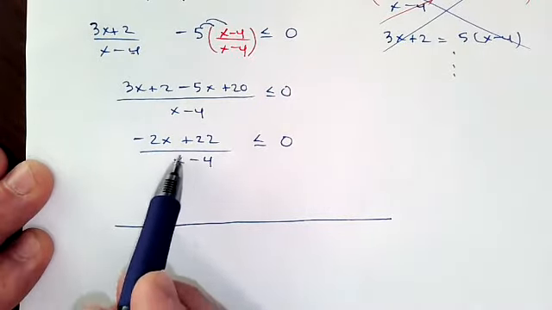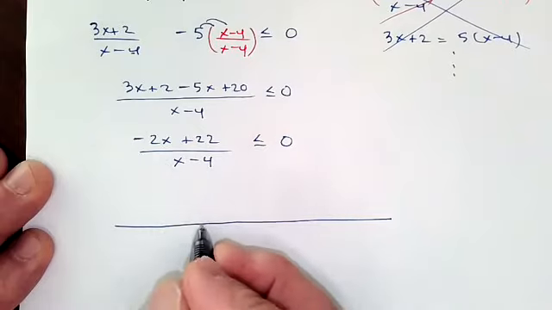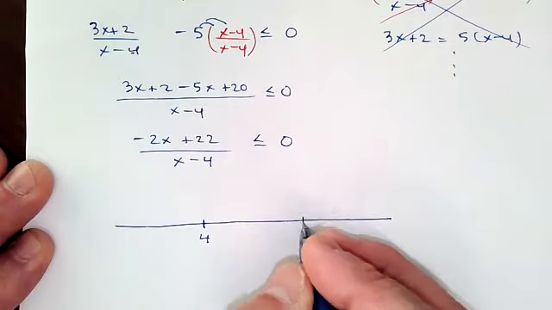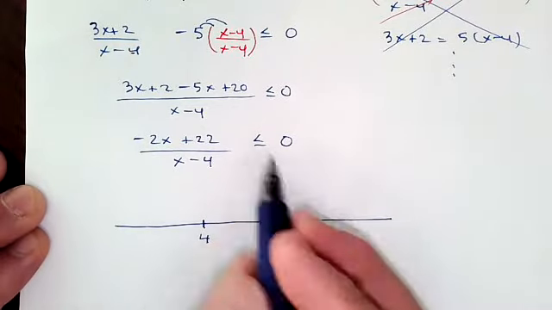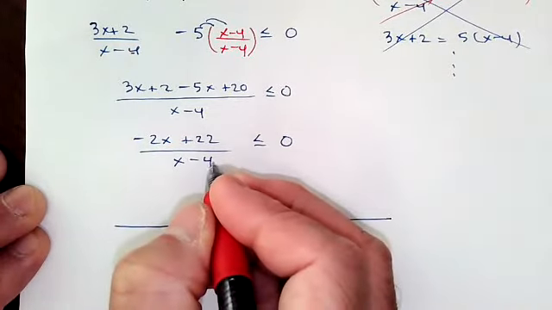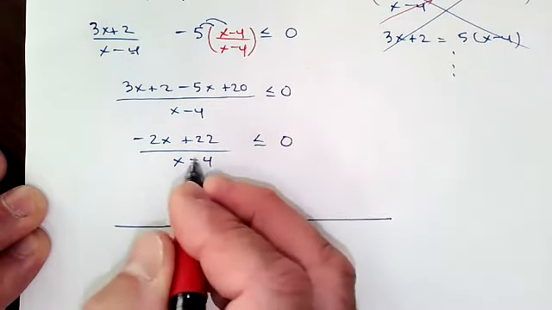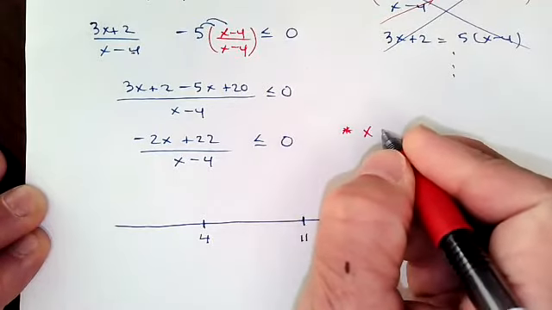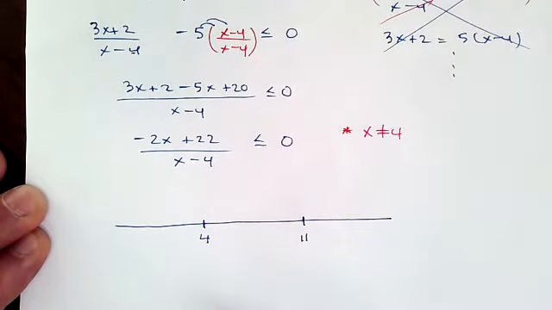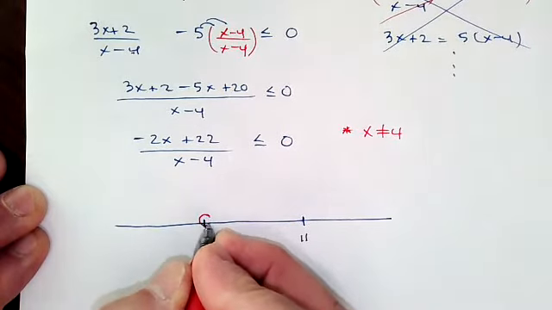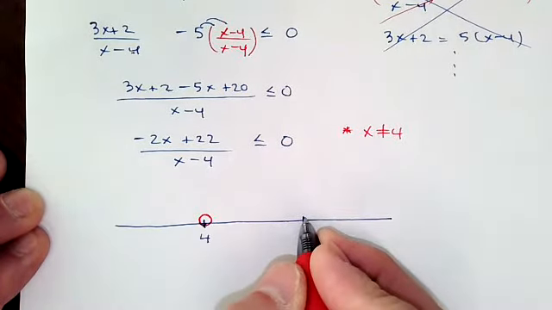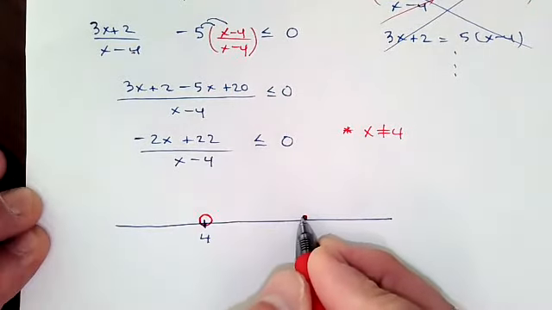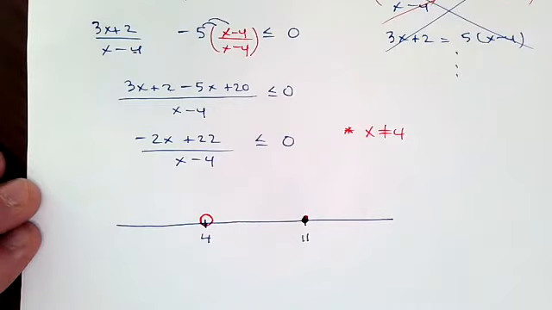And what are our key numbers? Well, what makes the denominator 0 is 4. What makes the numerator 0 is 11. And let's take care of this right now, like we saw from before. You cannot have x be 4, or you're going to be dividing by 0. So let's just acknowledge that x cannot be 4. In fact, why don't we go ahead and take care of it? Let's put an open circle on this. x could be 11, because if x was 11, the numerator would be 0, and that would make this whole fraction equal to 0.